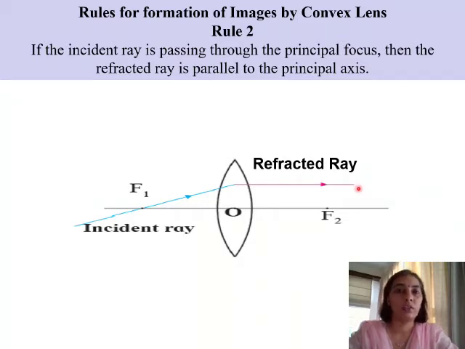What we studied in the first rule was that if the incident ray is parallel to principal axis, then the refracted ray passes through the principal focus. But here we find that the incident ray is passing through the focus, and after refraction it becomes parallel to the principal axis. So this is our second rule.